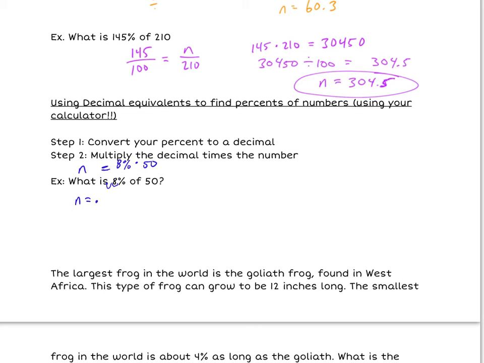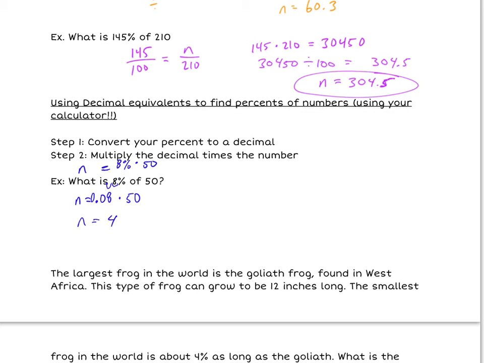So 0.08, or I like to sometimes put that 0. N equals 0.08 times my 50. And now I can put 0.08 in my calculator. So I take 0.08 times 50. So n equals 4. That's easier.